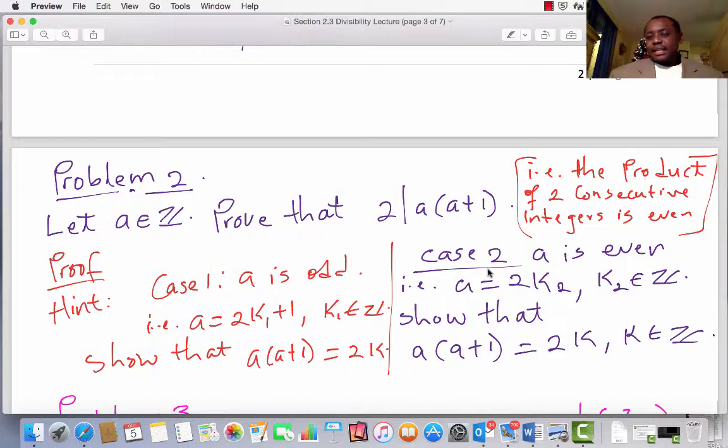Case 2. Take the case when A is even, i.e. A equals 2k2, where k2 is an integer. Do the same thing as with the case when A is odd and show that A times A plus 1 equals 2k. Then you can conclude from case 1 and case 2 that if A is an integer, then 2 divides A times A plus 1. And this proof is exhaustive because the set of integers can be divided exhaustively as odd numbers, even numbers.